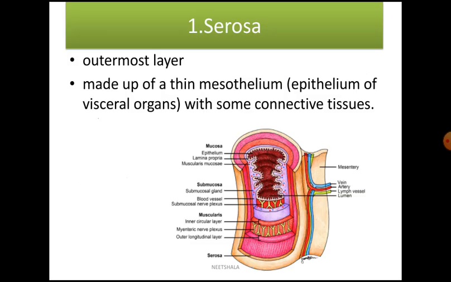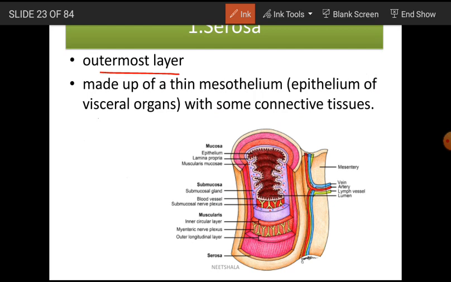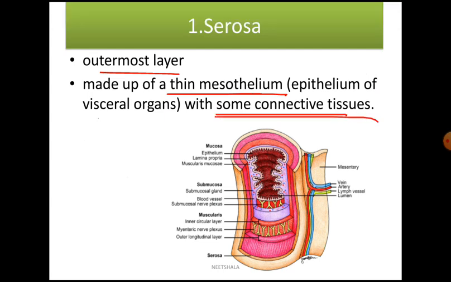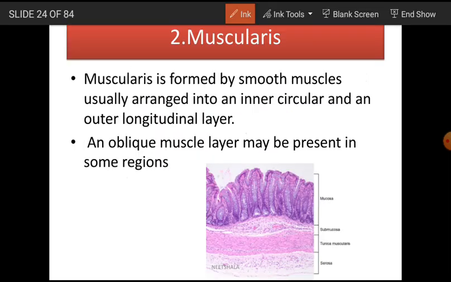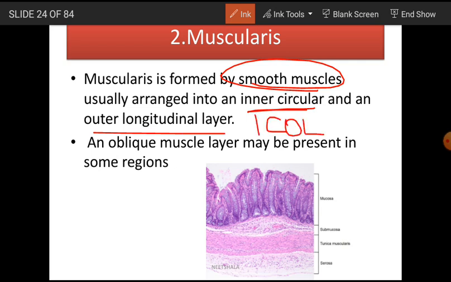Let us study each of these layers in detail. Serosa is the outermost layer. What does it contain? First is the thin mesothelium. Mesothelium is the epithelium of the visceral organs, and it also consists of some connective tissue. Not much importance here. Next is the muscularis layer. What is the muscularis made of? It is made of smooth muscle, arranged into two regions: inner circular muscles and an outer longitudinal muscle. So you can use the code ICOL.